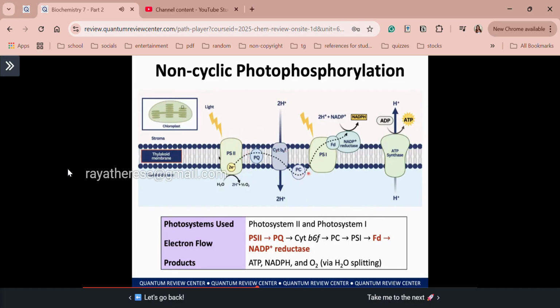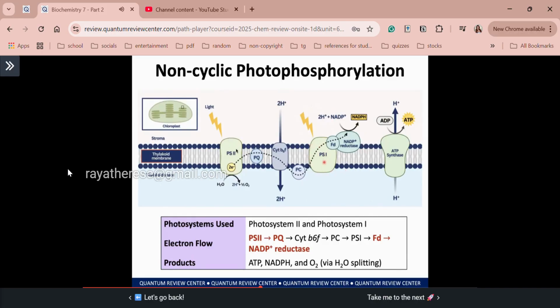"Sir, how come the energy suddenly rises again? What is the source of energy for the electron transfer from PS1 to NADP plus reductase?" Class, again, photosystems are sites of light absorption. "So sir, PS1 is also capable of light absorption." Yes, that's why you can see we have an increase in energy. Again, the energy is replenished by the light absorption occurring on PS1.